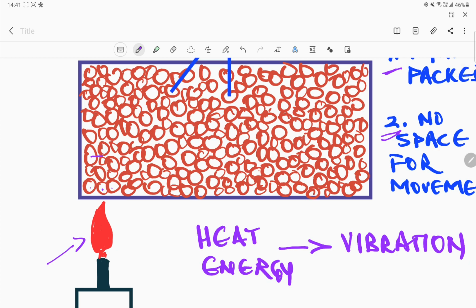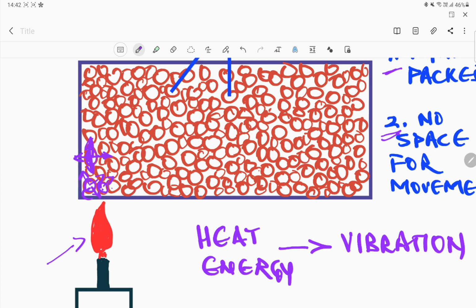So let me draw a little arrow here. Let's say this particle is moving slightly forward, slightly backward, a little bit, but as you transfer more heat, it will start to vibrate even faster. It will have more energy now, right? So it will try to push the other molecules or atoms around it. The first particles to receive heat will be this one and this one. So they'll start vibrating in all directions, really rapidly.